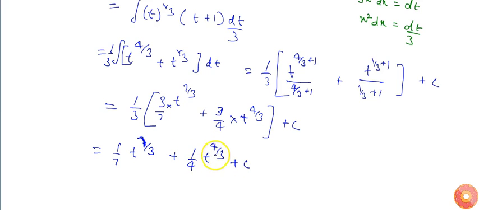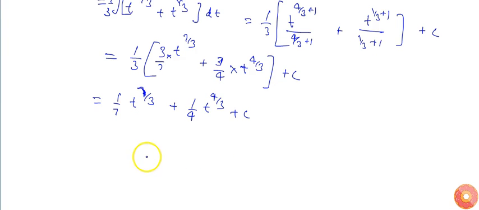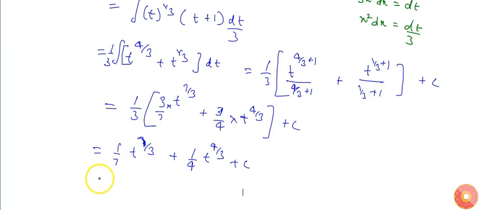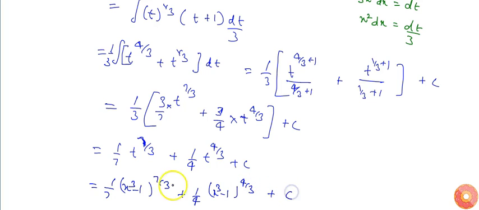So now we can substitute the value of t from the assumption, which is x cube minus 1. So putting the value of t, we will find 1 by 7 (x cube minus 1) power 7 by 3 plus 1 by 4 (x cube minus 1) power 4 by 3 plus c. So this will be our answer.